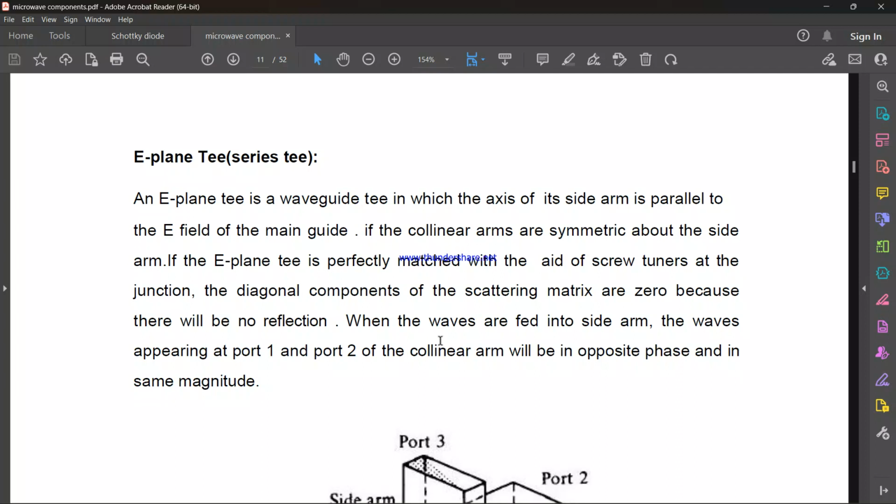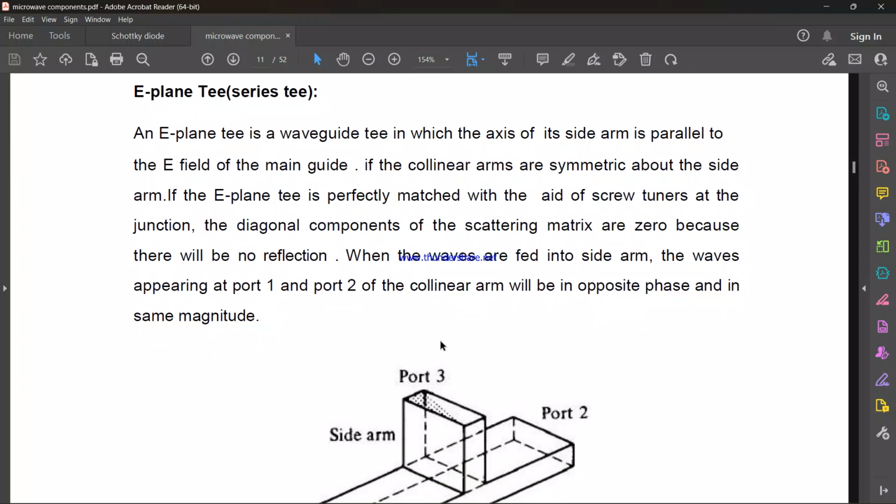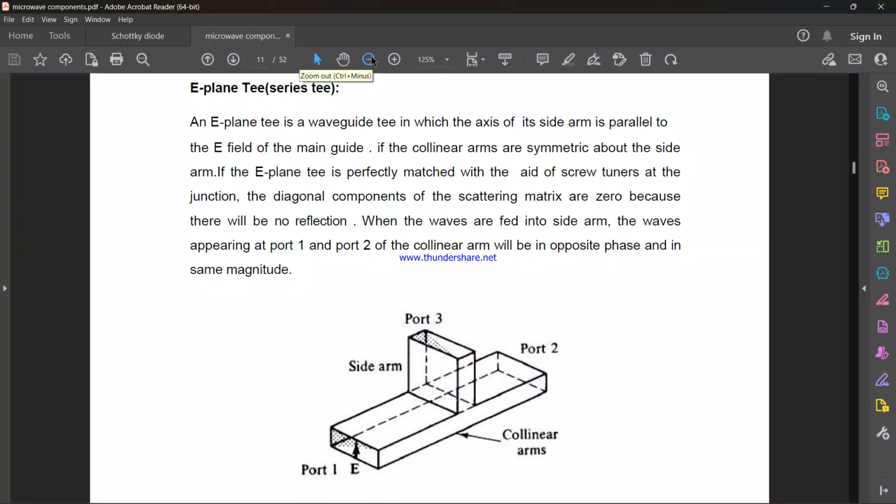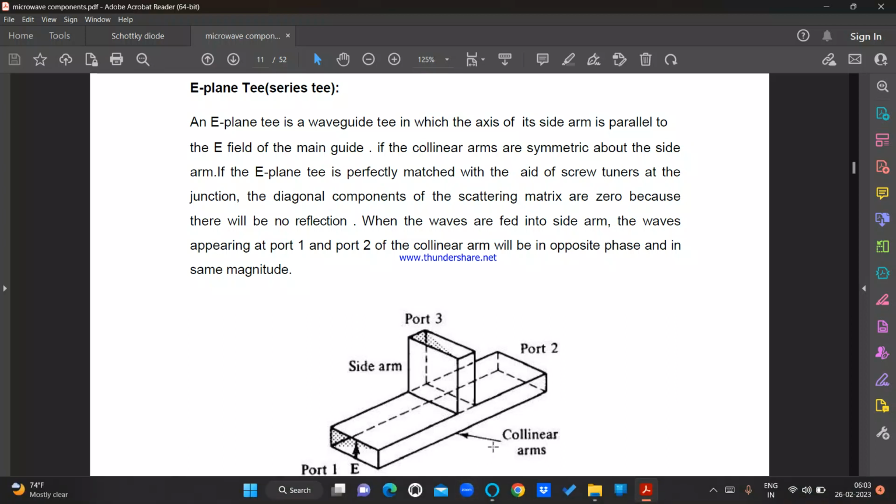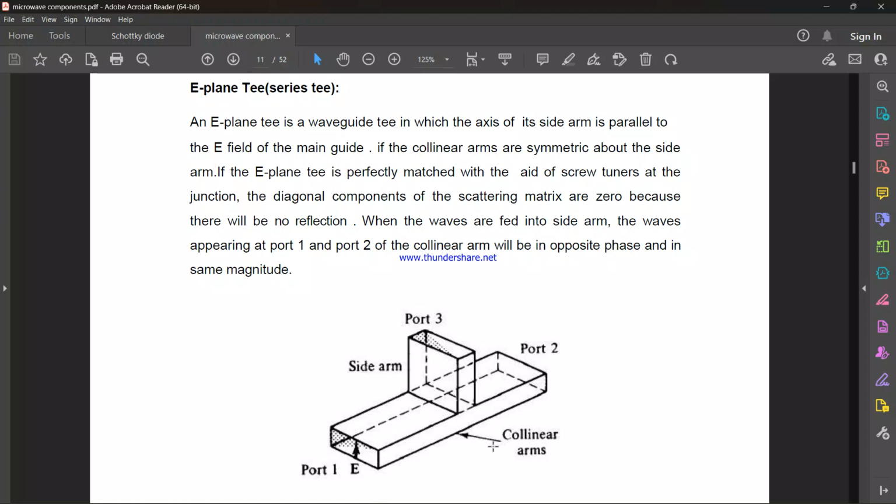So in this we first have the E-plane T, which is also called a series T. The E-plane T is a waveguide in which its side arm is parallel to the E field of the main guide. And see, port 1 and port 2 are called collinear arms, and they are symmetric about the side arm. The side arm is port 3, and if the E-plane T is perfectly matched with the aid of screw tuners at the junction, the diagonal components of the scattering matrix are 0 here.